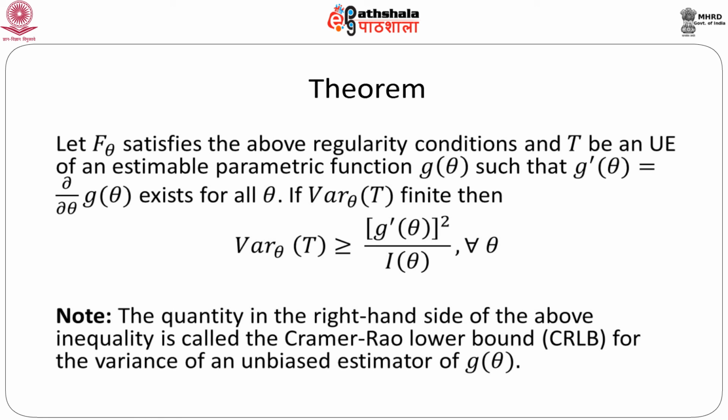Let F_theta satisfy the above regularity conditions and let T be an unbiased estimator of an estimable parametric function g(theta) such that g prime theta, which is d by d theta of g(theta), exists for all theta. If the variance of T is finite, then the variance of T is greater than or equal to g prime theta whole squared divided by I(theta) for all theta. Note that the quantity on the right hand side of the above inequality is called the Cramer-Rao lower bound or CRLB for the variance of an unbiased estimator of g(theta).